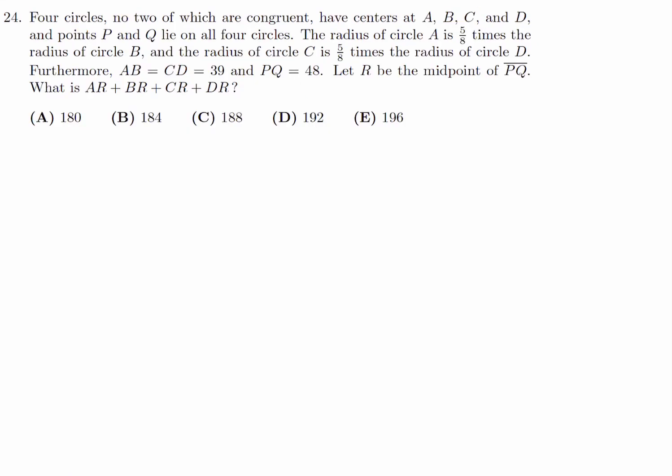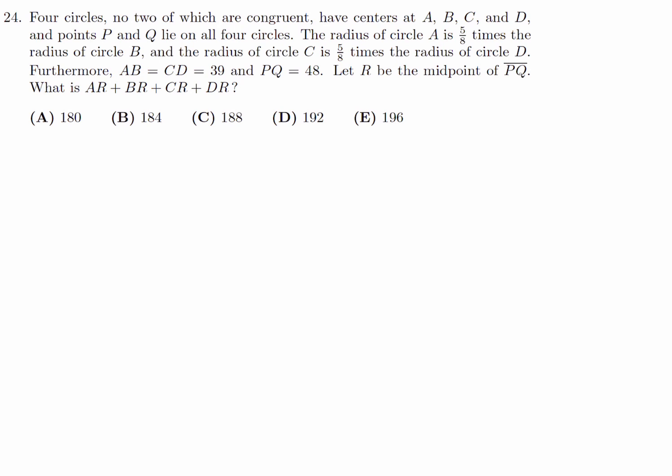4 circles, no 2 of which are congruent, have centers at A, B, C, and D, and points P and Q lie on all 4 circles. The radius of circle A is 5 over 8 times the radius of circle B, and the radius of circle C is 5 over 8 times the radius of circle D. Furthermore, AB is equal to CD equals 39, and PQ is 48, and let R be the midpoint of PQ. What is AR plus BR plus CR plus DR?